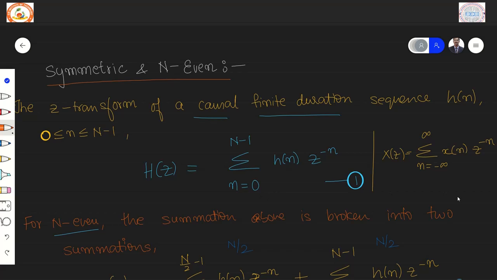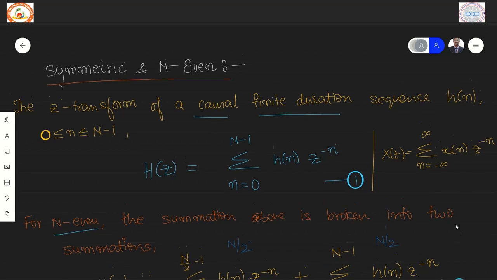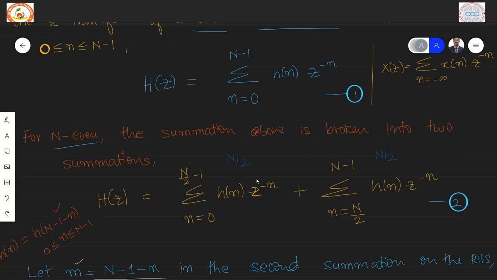Now, for N even, this above summation could be broken into two summations of equal size. So each summation will comprise of N by 2 points. So as we have learned from our previous discussion that n will have an index from 0 to N by 2 minus 1. So this depicts the left half. Similarly, the next set of points will have the index n equal to N by 2 to N minus 1. This will be the right half.